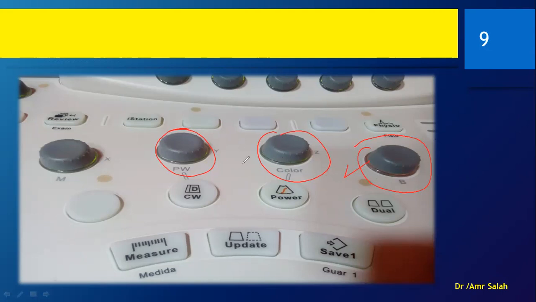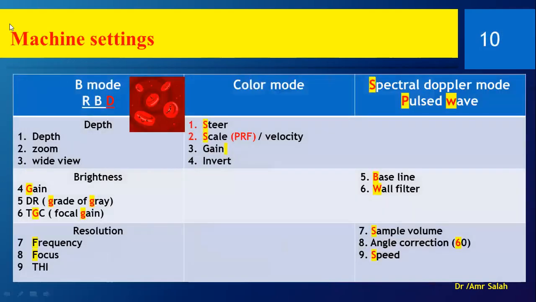Now the color mode here lets you control the color pattern, how to calibrate it, how to optimize it in order to have the right color pattern and to proceed with your examination. And here is your pulse wave knob, in order to obtain the best pulse wave. So we have to master these three functions really well. Let's see how we can do this. Voila, this is how we can do this.